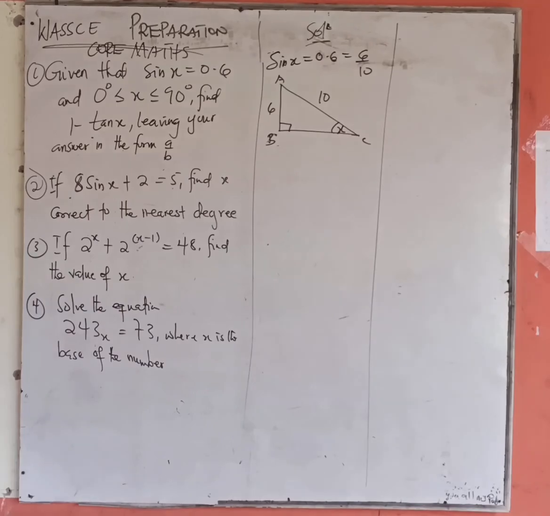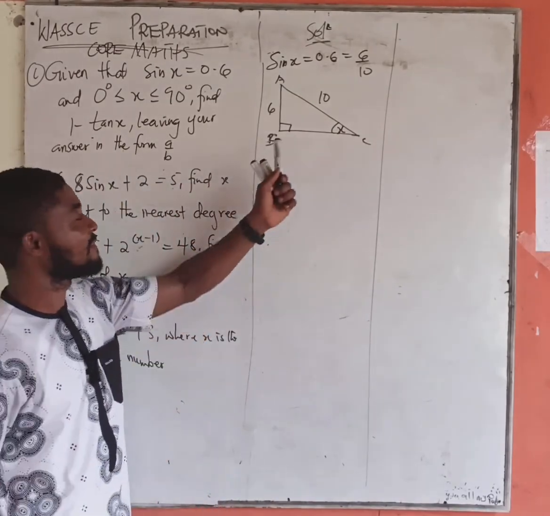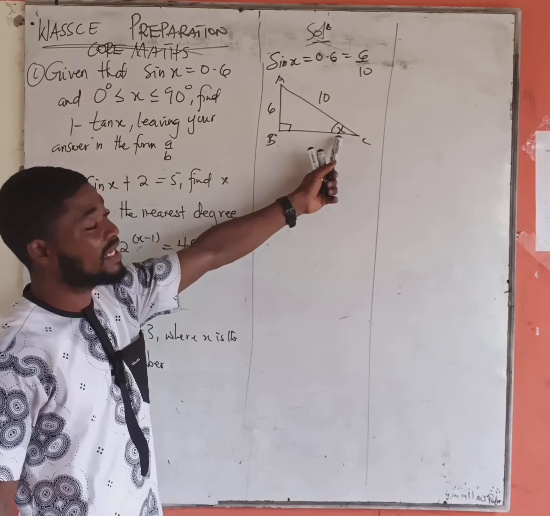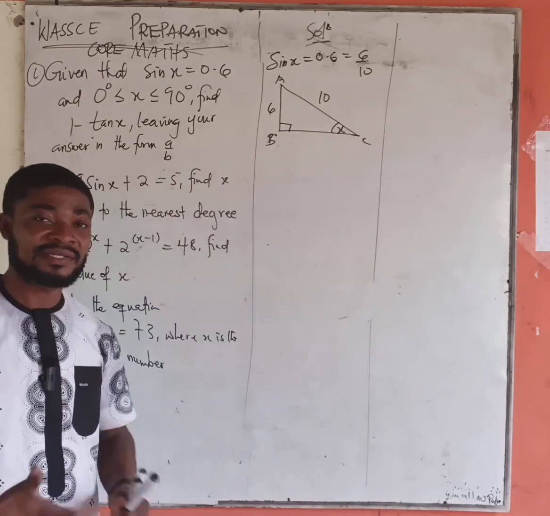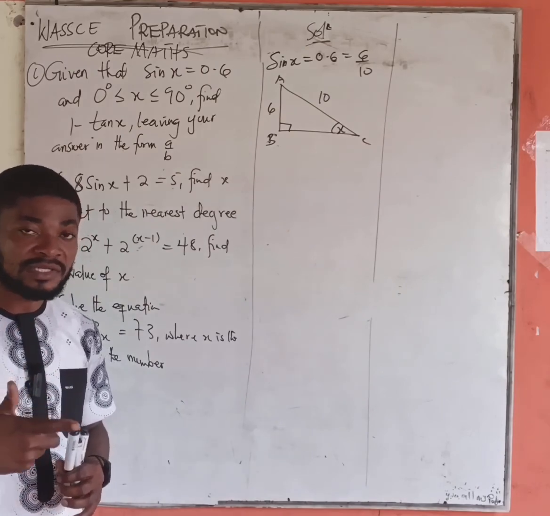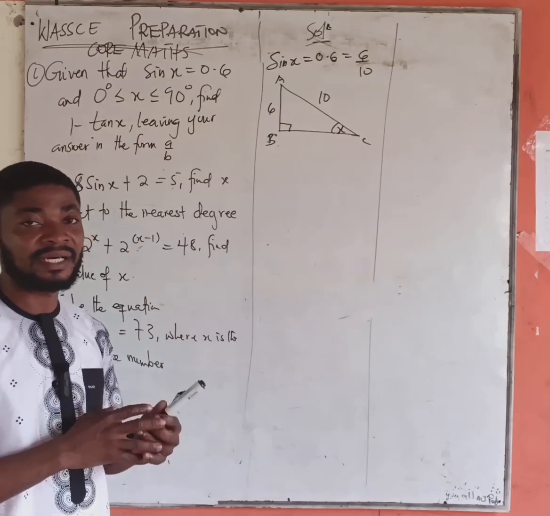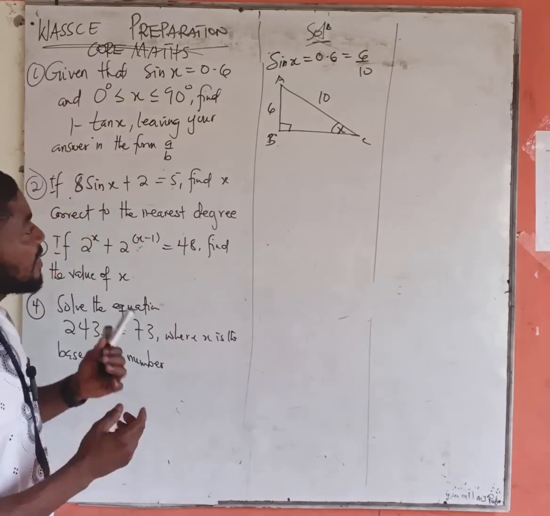I've been asked to find 1 minus tan x. If I don't know the value of the adjacent of x here, I cannot work, because tan requires you to use the opposite and the adjacent. If you don't know the opposite and the adjacent, you can't work with tan. So I have to get that quickly. How do I get that?